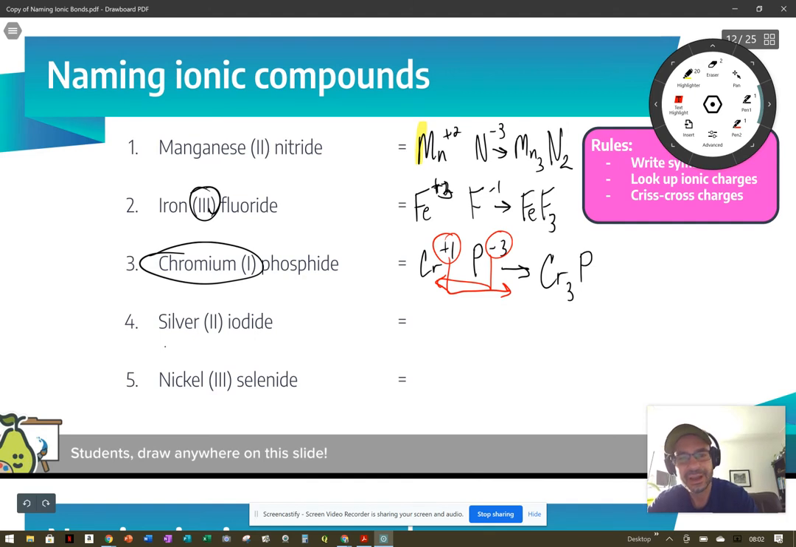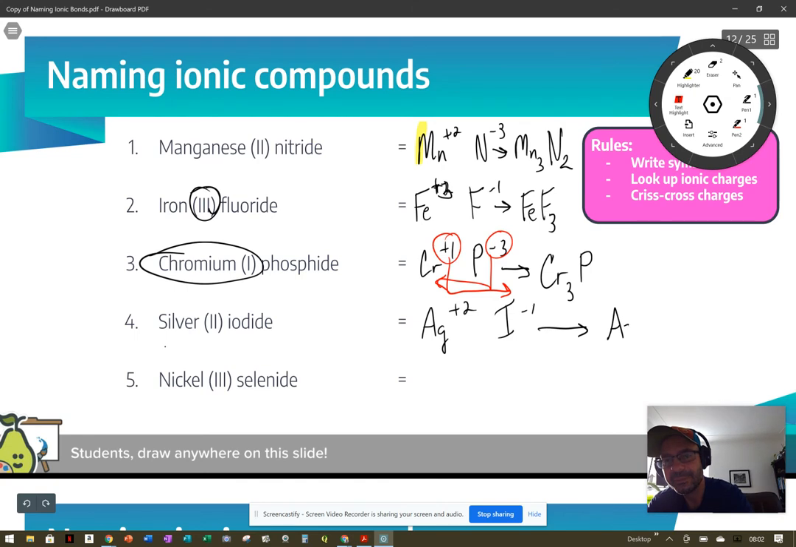So silver 2 iodide, Ag +2, and iodide is a -1. So we're going to crisscross, so it's going to be Ag, which is silver, I2.